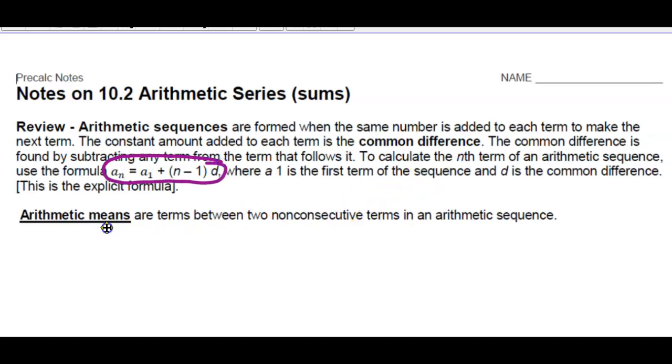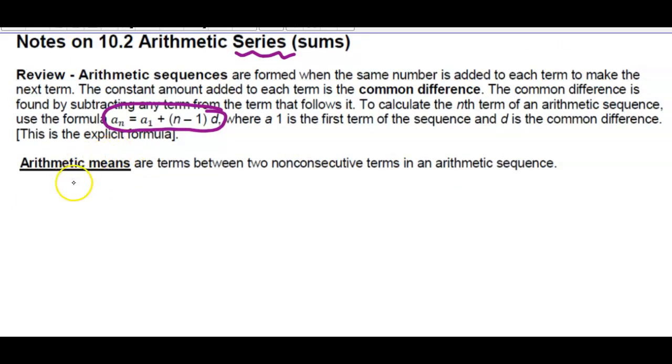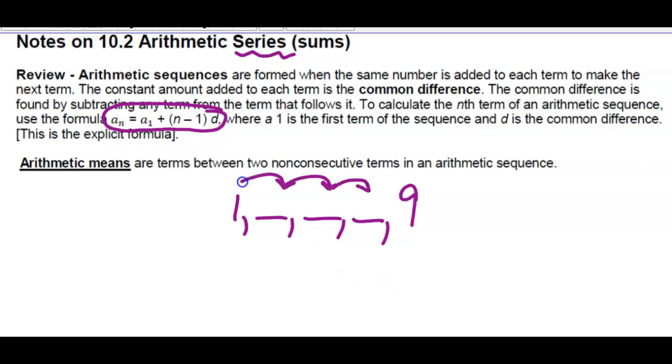Today we're going to talk about arithmetic means, and then we're going to talk about series, which are really sums of sequences. An arithmetic mean is just a term between two consecutive terms in a sequence. So if you said there are 3 arithmetic means between 1 and 9, you would say they're adding something, but you actually are adding it 4 times to get to the 9. It means there are 3 missing terms.